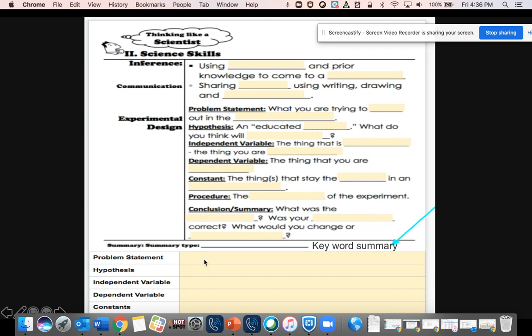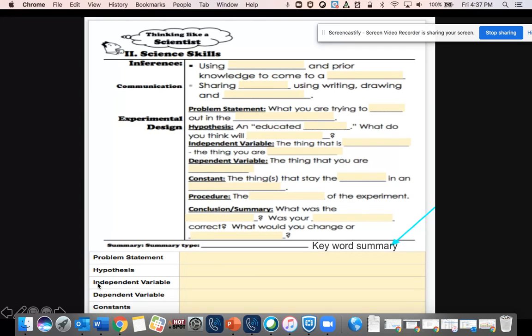The first one, problem statement. This is what you are testing, what you are trying to solve. Okay, so the question you are trying to solve would be a way to put that. A hypothesis is an educated guess, or it's a prediction. This is what you think will happen. And you want to make sure you do your hypothesis before the experiment, because otherwise you know what happens.